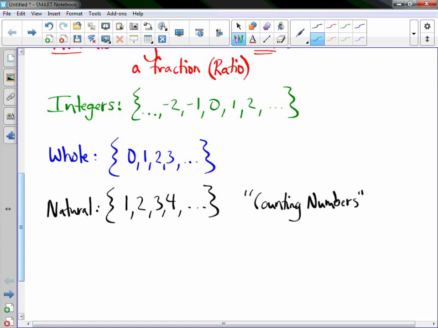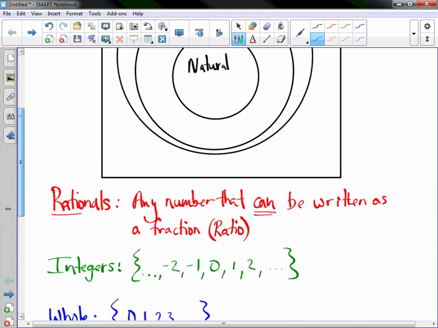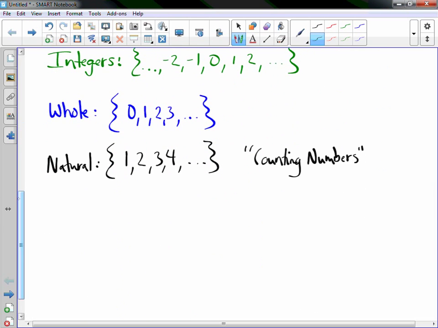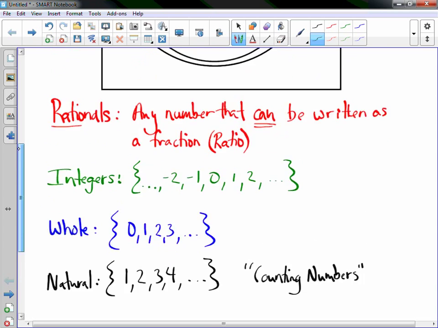Then all three of these sets fall within the rationals, because every number that we have written down can be written as a fraction. So they're all rational numbers.